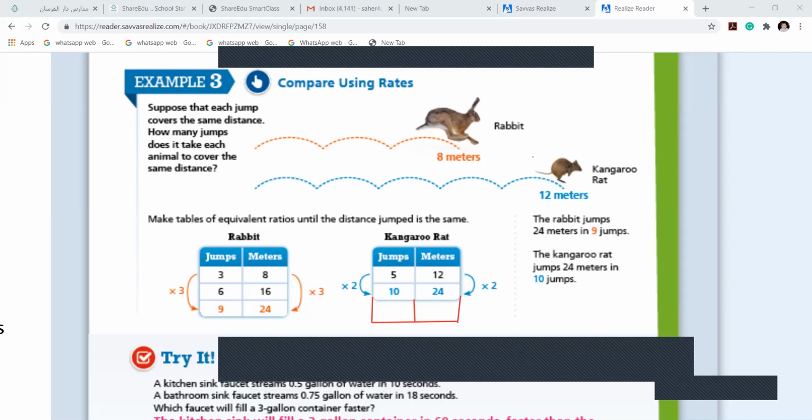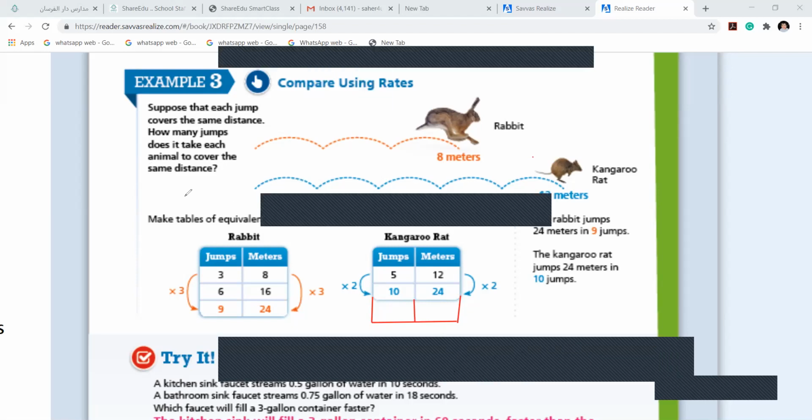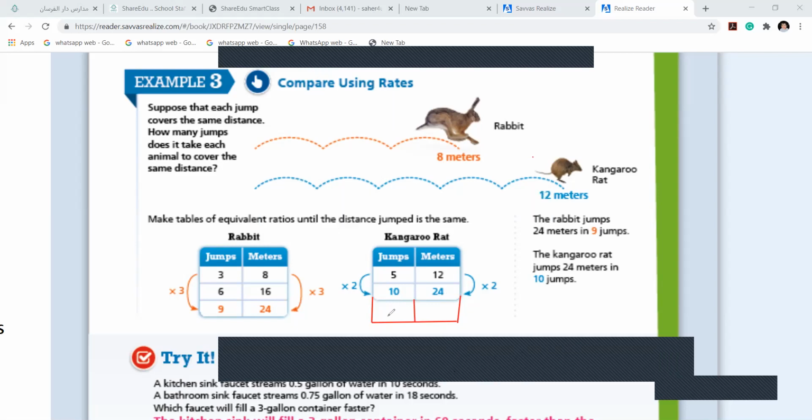Do you remember something called pattern in your previous classes? You follow the same pattern. If this is 5 times 2, 10, the next will be 10 times 2, 20. And this will be 24 times 2, 48. So this is what they're trying to say, that you are following the same pattern.